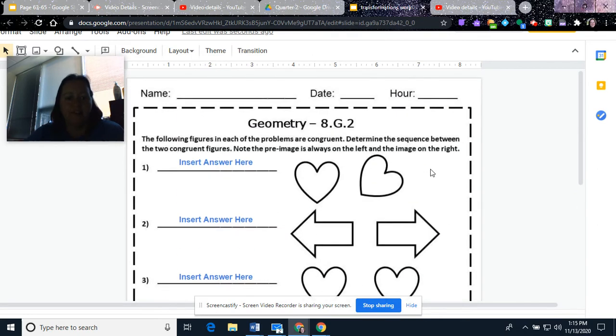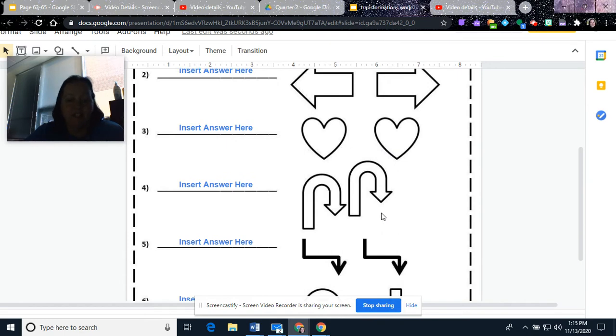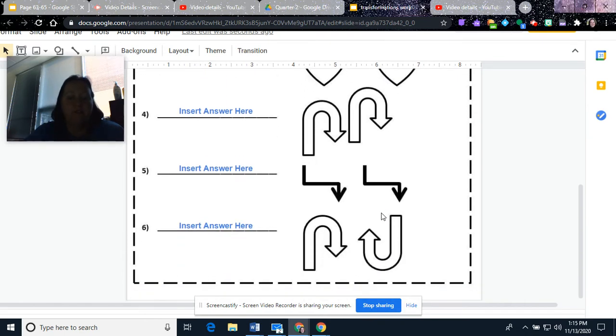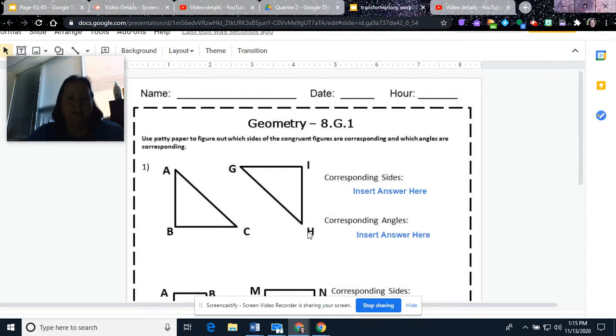Looking at this next page, it says the following figures in each problem are congruent. Determine the sequence between the two congruent figures. So on this one, you just need to tell me if it's a rotation, a reflection, or a translation, or a dilation. So you just go through and you'll answer those. You just click and type the word there.